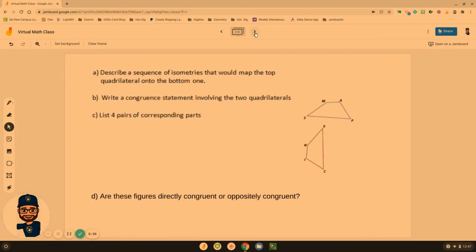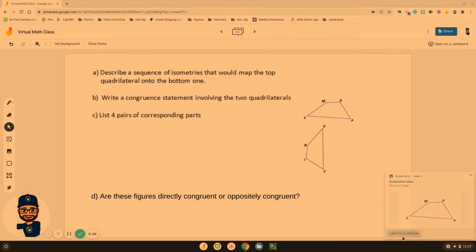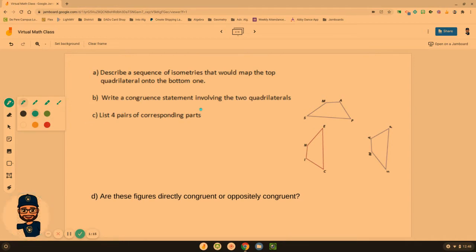Just to quickly recap, in Section 1 we tried to describe the isometry that would map one of these shapes on top of the other. If I take a quick screenshot and copy and paste a new version of that on here so that we can rotate it a little bit, and I rotate that purple one, notice that it doesn't quite exactly map up. So not only does it need to rotate, but it also needs to reflect. So that's the answer here to part A.